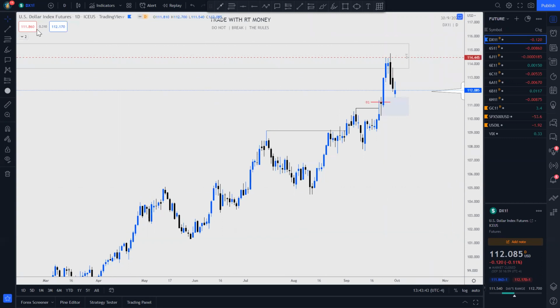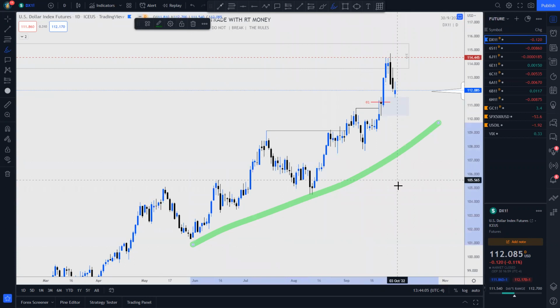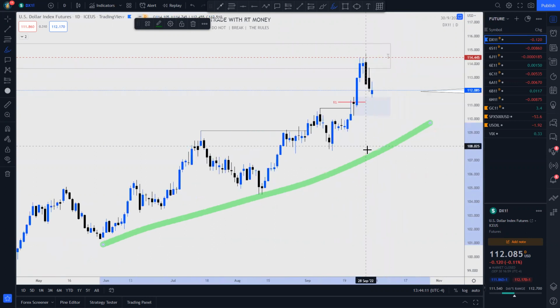So we'll look this time at the US dollar versus the Aussie dollar, Aussie USD. Let's first look at the US dollar. We'll look at the US dollar index futures, and we can see that it's very strong. I would not advise taking shorts against the US dollar right now, because it's showing some good strength.